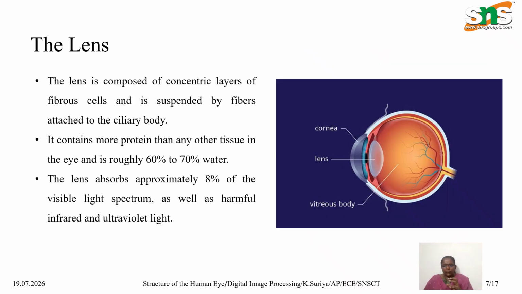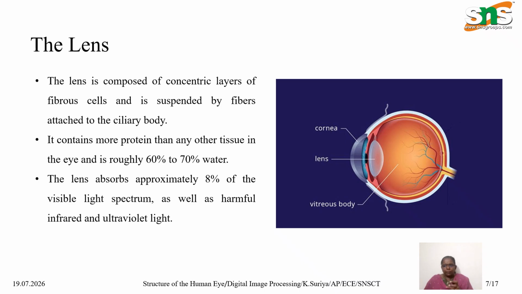Now let us look at the lens. The lens is a transparent, flexible structure suspended behind the iris. It changes its shape with the help of tiny muscles, allowing us to focus on objects that are either near or far. This process is called accommodation. The lens also filters the harmful ultraviolet and infrared rays, protecting the retina from damage.